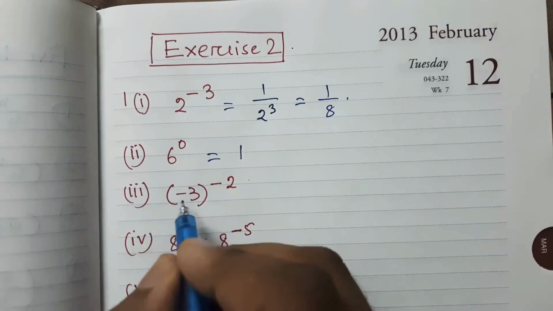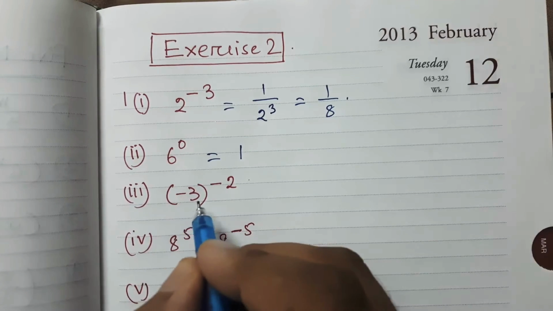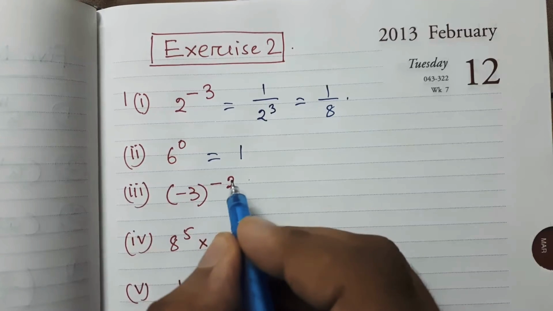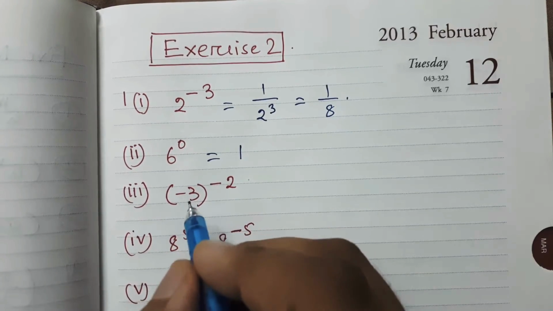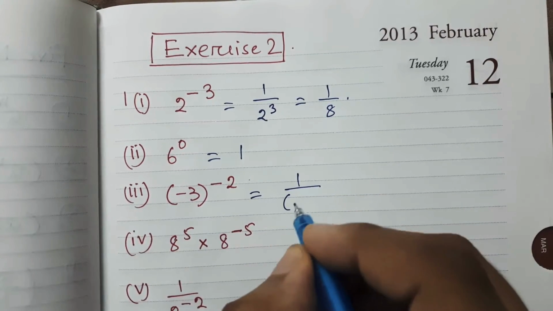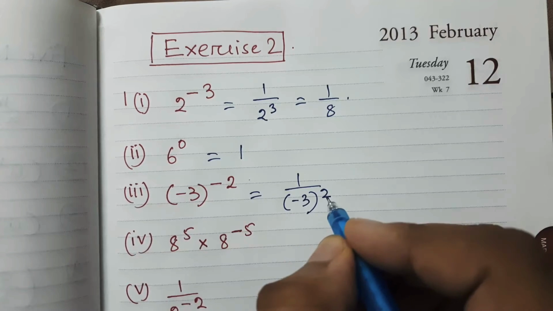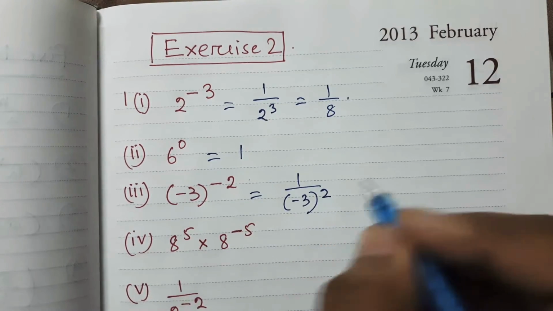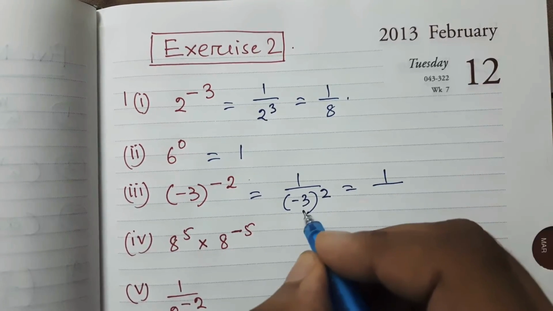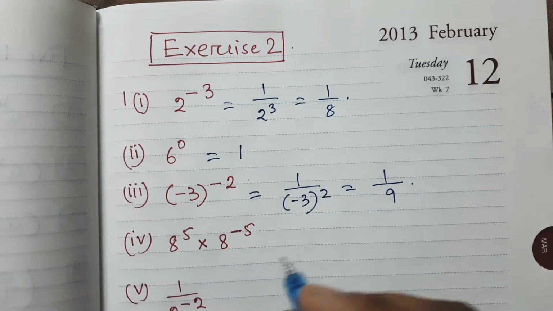Part 3, again negative exponent, and the base is minus 3, not 3 only, because there is a bracket and then the power is there, so minus 3 is the base. So by the formula of negative exponent it is going to be minus 3 whole square. Now minus 3 whole square means what? Minus 3 into minus 3, so minus into minus it will be plus, so ultimately it is 3 square, which is 9.